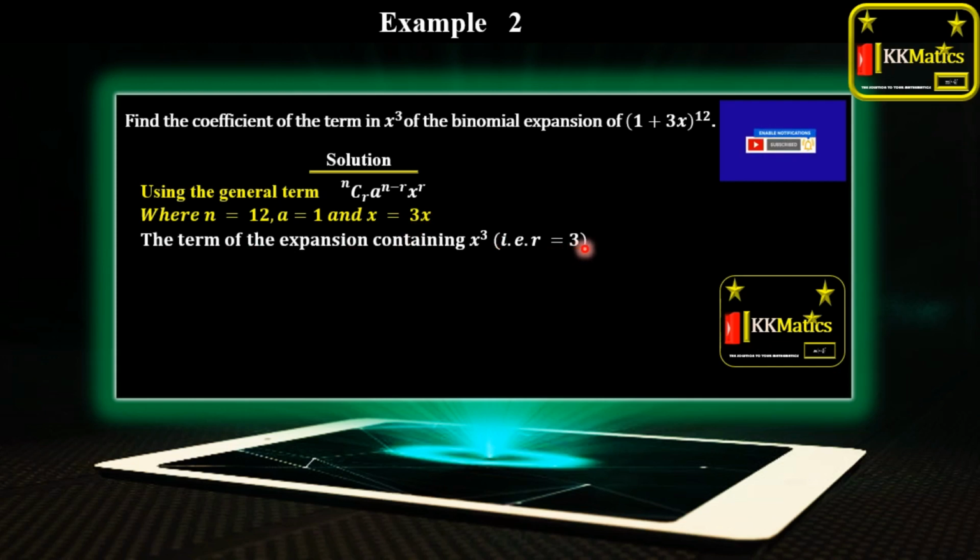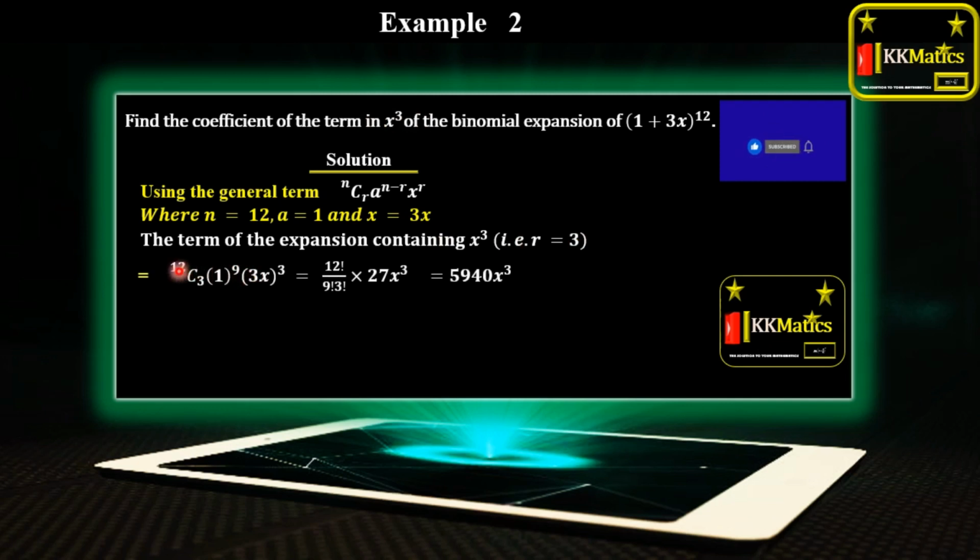You have to be very careful here. It never stated that this is the fourth term. Instead of saying fourth term, it rather stated x raised to the power 3, which denotes the fourth term. So this is a different question, and you have to be very careful. We have our r to be 3, so we substitute that in.